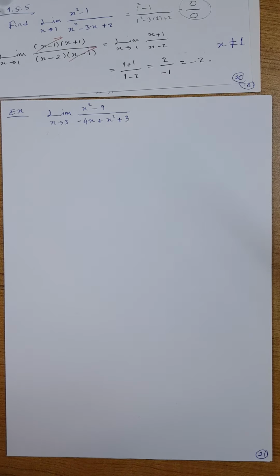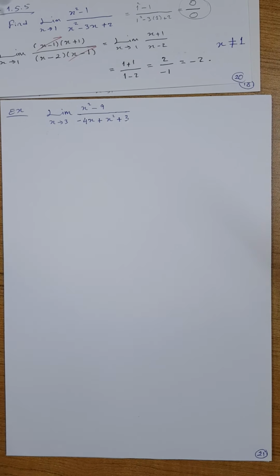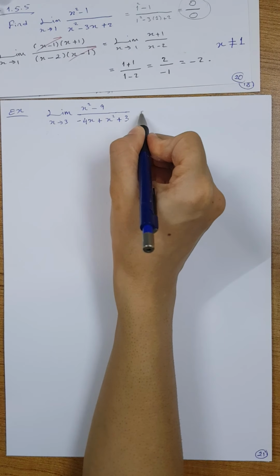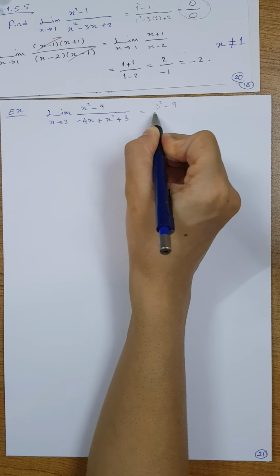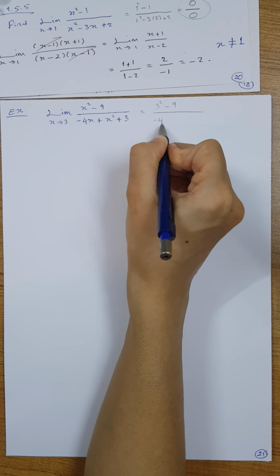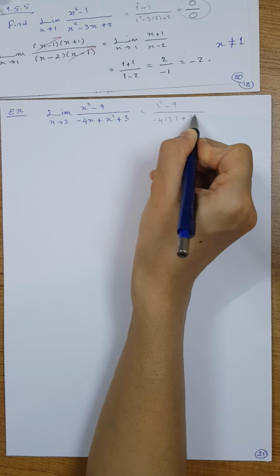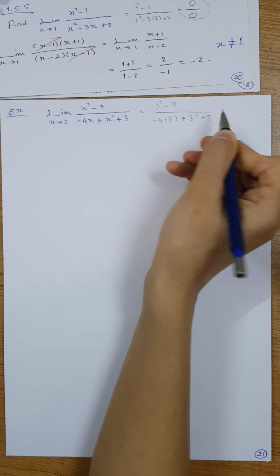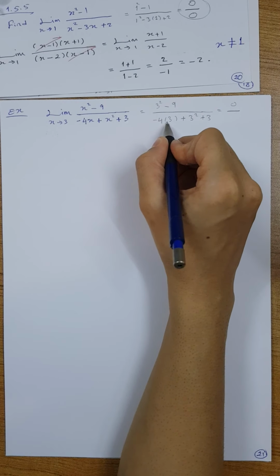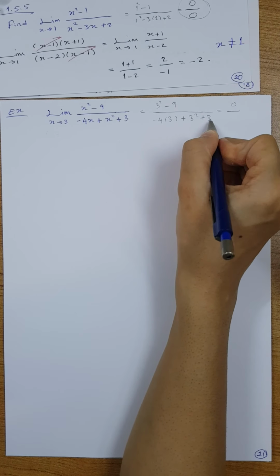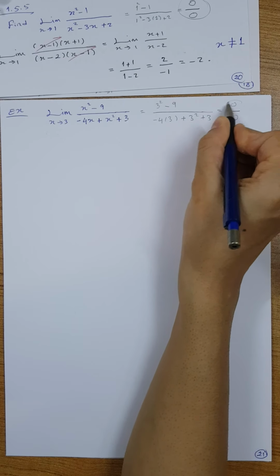Here we have another example. The example is the limit as x approaches 3 of x squared minus 9 over minus 4x plus x squared plus 3. Again, if you evaluate this, that would be 3 squared minus 9 over minus 4 multiplied by 3 plus 3 squared plus 3. The numerator would be 9 minus 9, which is 0, and the denominator is minus 12 plus 9 plus 3, which is 12, so that will also give me 0.